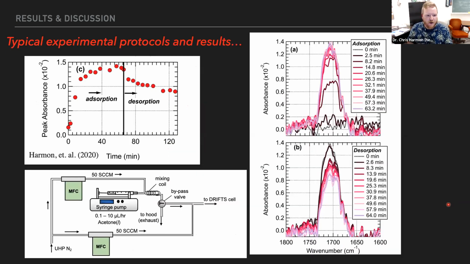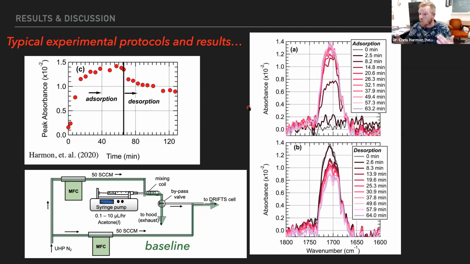So this is a look at some of our kinetics. I'll describe this here. We first establish a baseline spectrum by flowing 2 mass flow controllers at 50 cubic centimeters a minute. One is flowing through our mixing coil and being exhausted off to the hood. We do that so that we can maintain a nice steady concentration of volatile. And then we're only flowing pure nitrogen over to our drift cell. We use that as our sample spectrum, as well as our 0-minute spectrum. So this baseline that you see right here at 0 minutes, that's how we acquire this baseline spectrum.